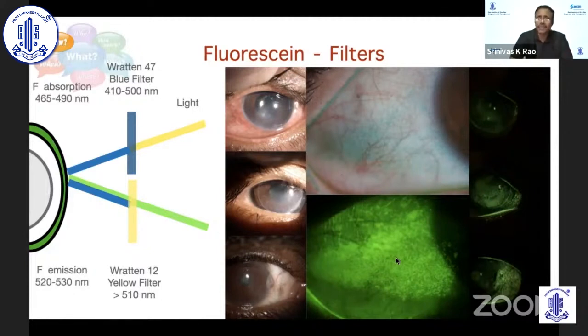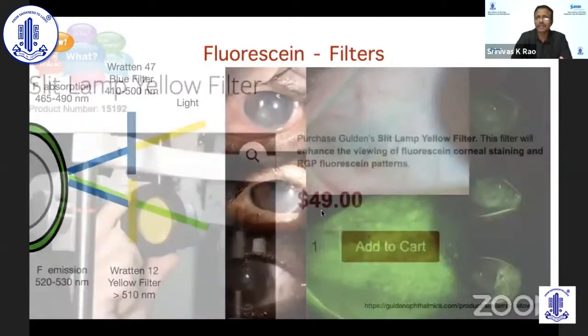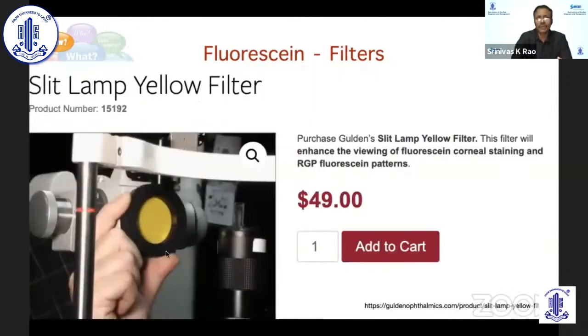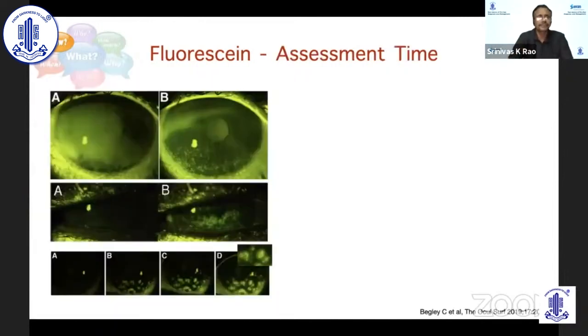For those of us who don't have the yellow filter in our slit lamps, you can find these on the internet, and they're actually cheaper than this as well now. You have to hold this filter in front of the objective of your slit lamp so that when the light comes back from the patient's eye, the blue light can get filtered off and you can see the fluorescence better.